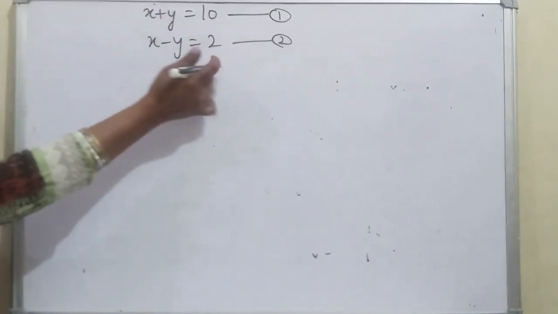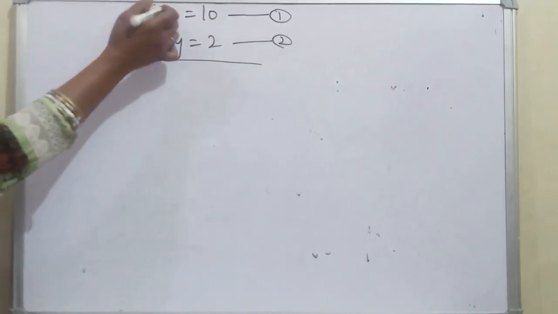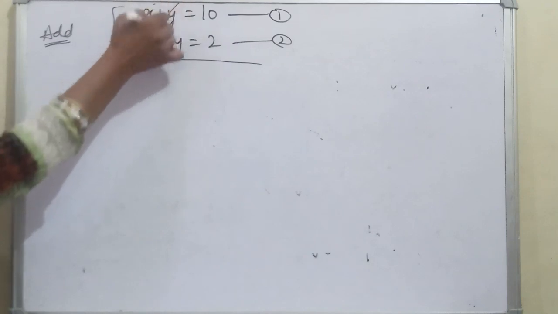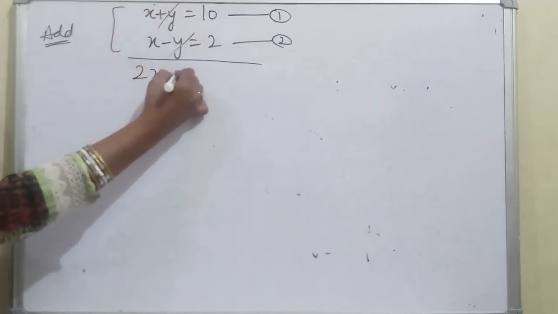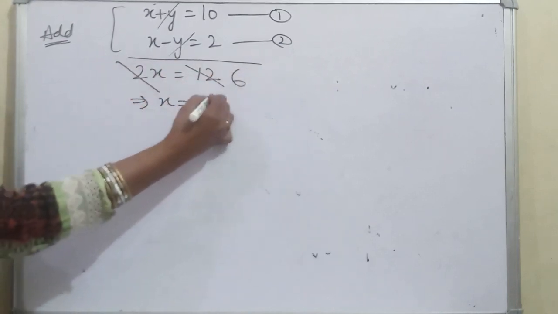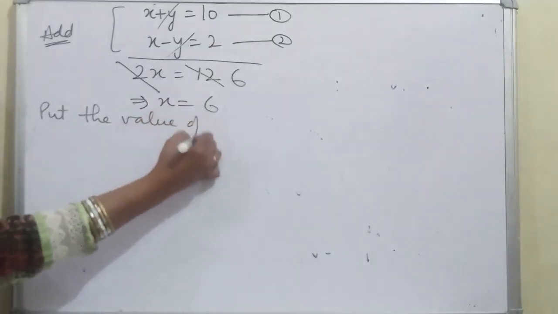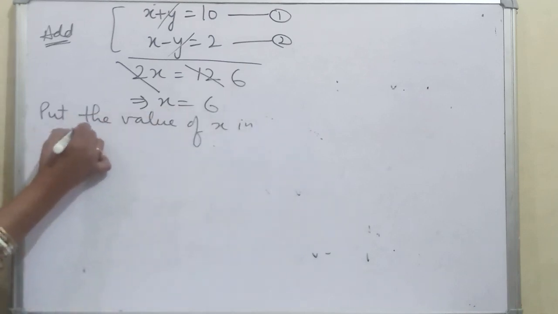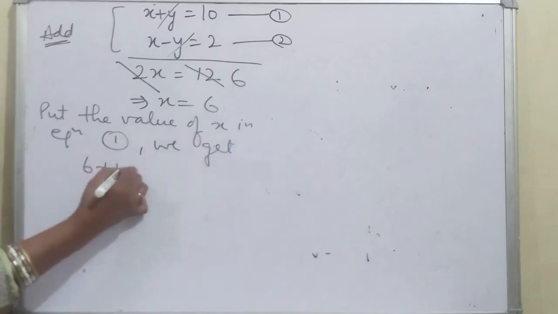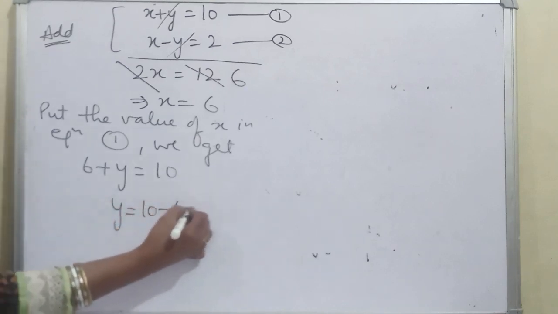Now these two are the equations, and we can solve them easily by applying the elimination method. I am going to add these two equations. If you add these two equations, y will cancel out, x plus x is 2x equals 10 plus 2 is 12, so this implies x equals 6. And if you put the value of x in equation 1, we get 6 plus y equals 10, or y equals 4. 10 minus 6, that is 4.